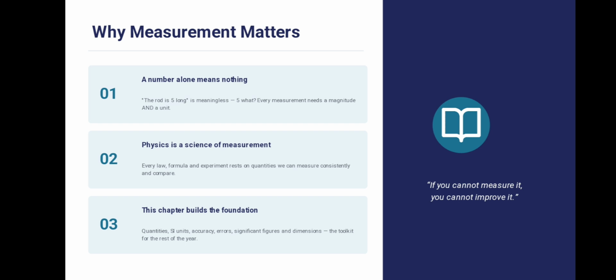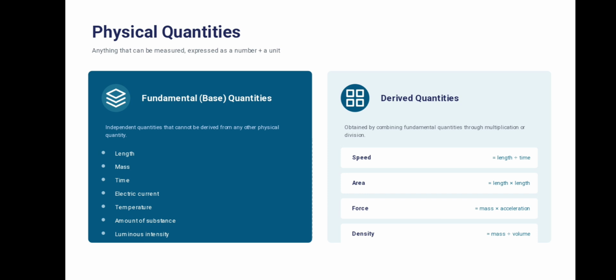By the end of this lesson, you'll understand what physical quantities are, how we classify and measure them, what the SI system is, how to handle errors in measurement, how to work with significant figures, and how to use dimensional analysis to check equations and derive relationships. Let's get started. Let's begin with the basic building block, the physical quantity.